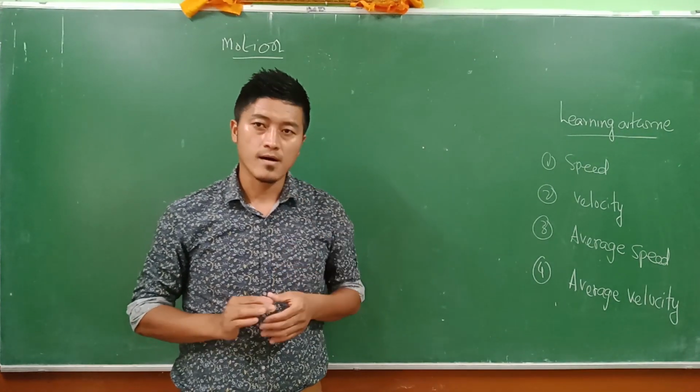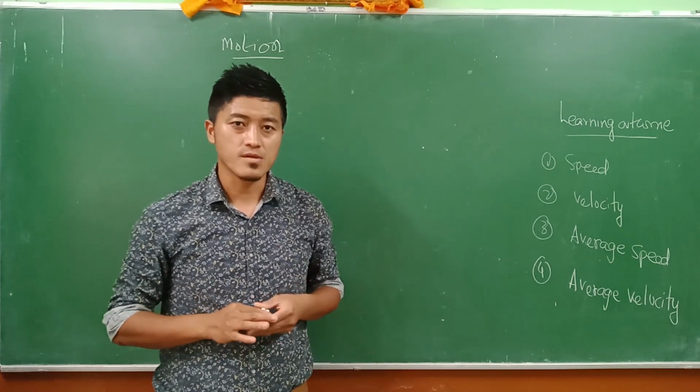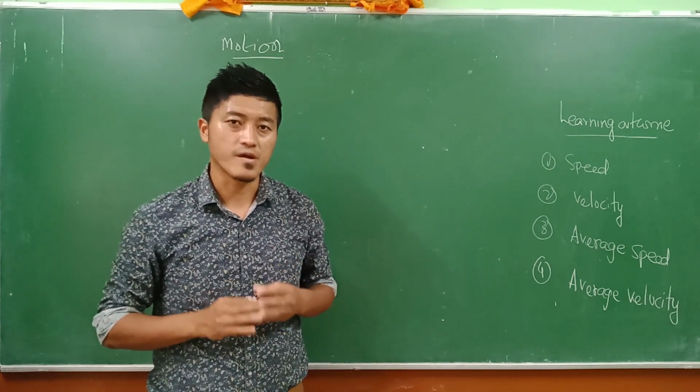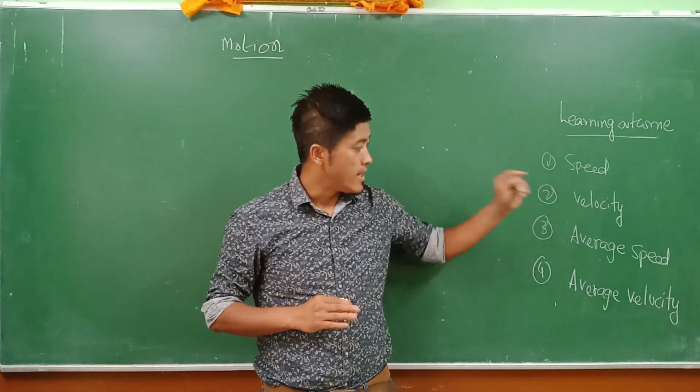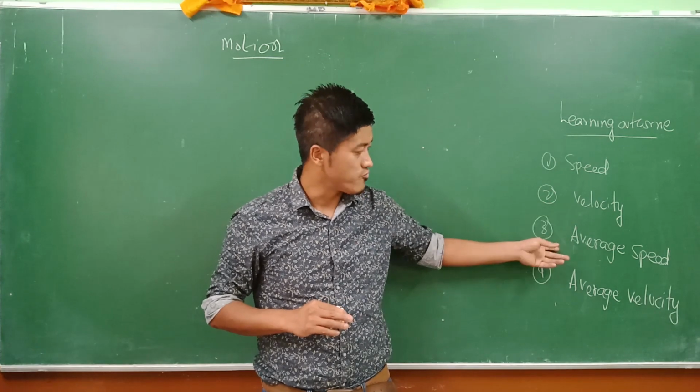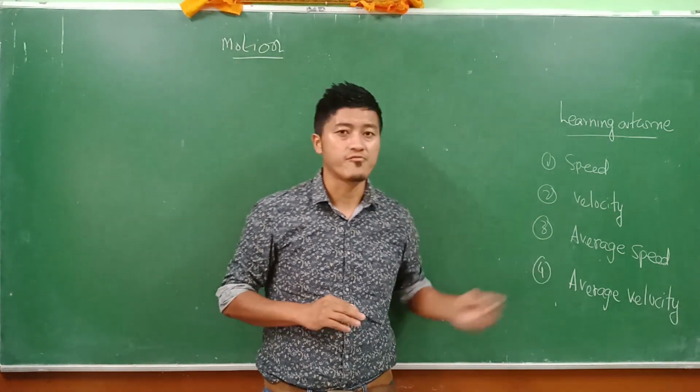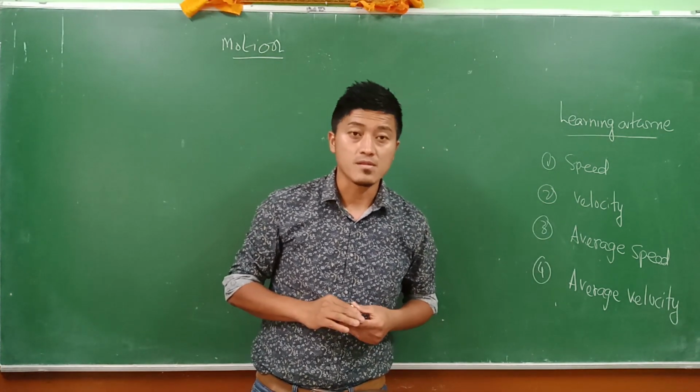So today I'm going to take this session on four learning outcomes. The first one is speed, the second one is velocity, the third one is average speed, and the fourth one is average velocity. So we shall begin with speed.